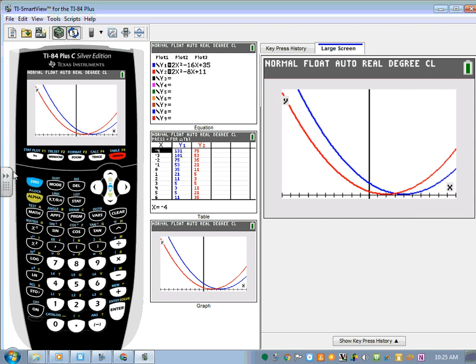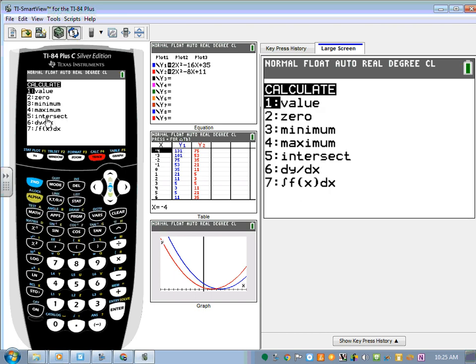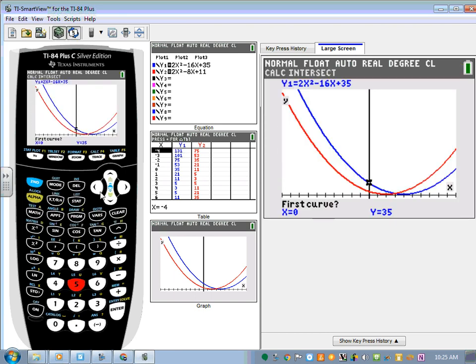To find that intersection, that solution, I'm going to use second, trace, option number 5, which is the intersect, and I'm going to put my cursor directly on there. All right, y1 is the blue graph, that's good. y2, or the second curve, is y2, that's good. And then my guess is pretty much right where it needs to be.